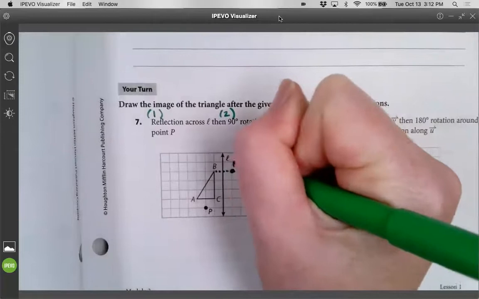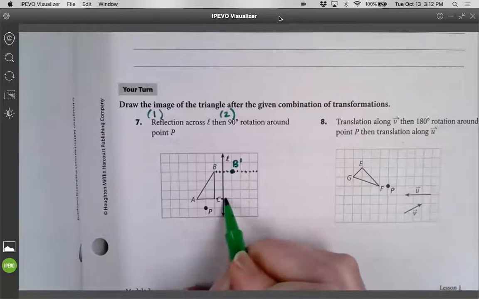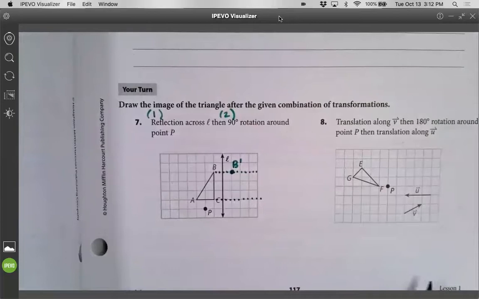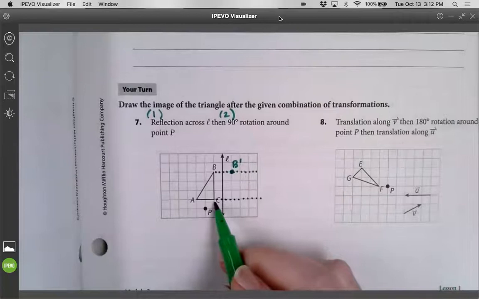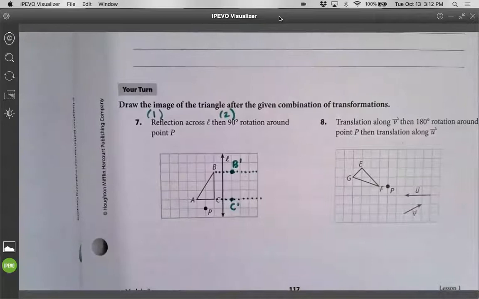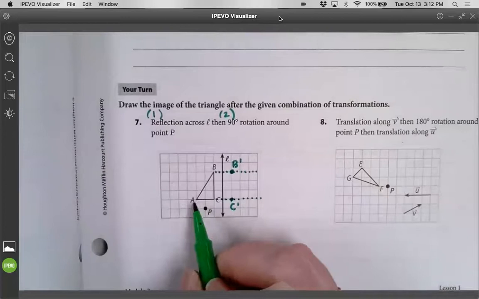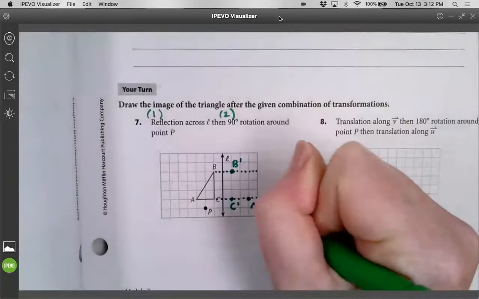A and C are conveniently collinear. They're on the same line. So now we just need to place A and C the same distance from line L. So if C is 1 unit away on the left, C prime is going to be 1 unit away on the right. If A is 1, 2, 3 units away on the left, A prime has to be 1, 2, 3 units away on the right.